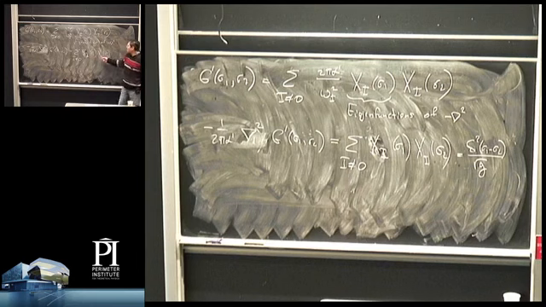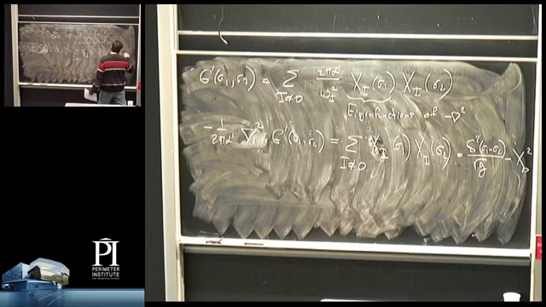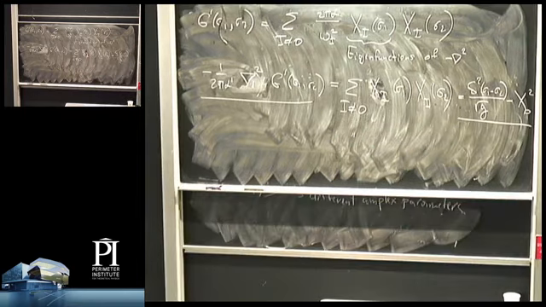this infinite sum would be a delta function. This would be delta² of σ_1 minus σ_2, a two-dimensional delta function divided by the square root of g. But that would be the case if this summation ran over all possible i's, but it doesn't. So what I have to do is subtract the zero mode.